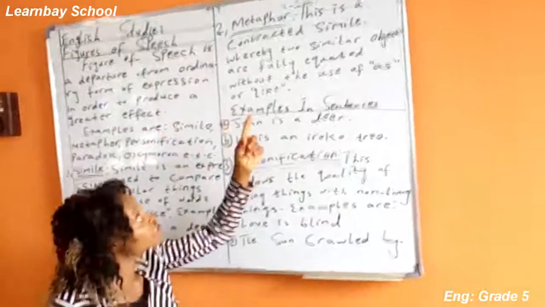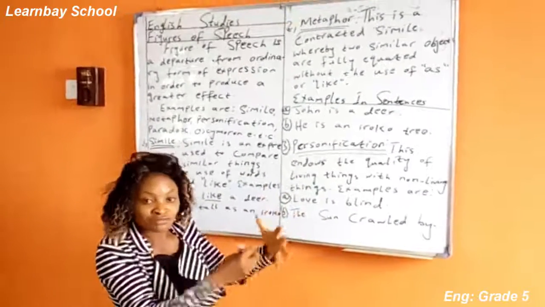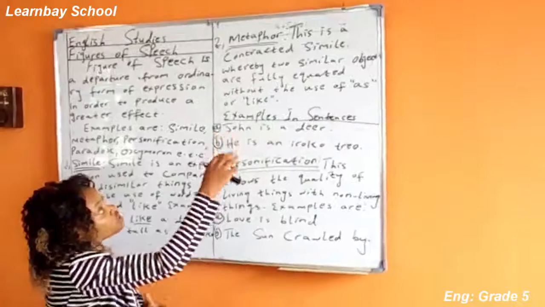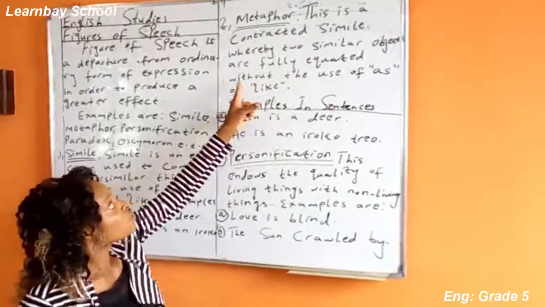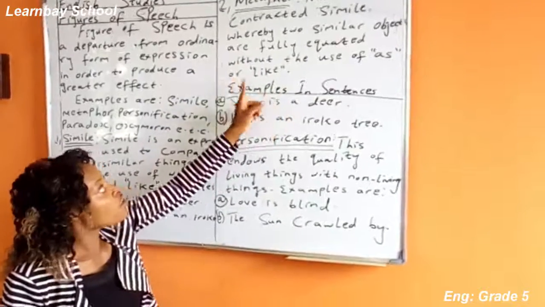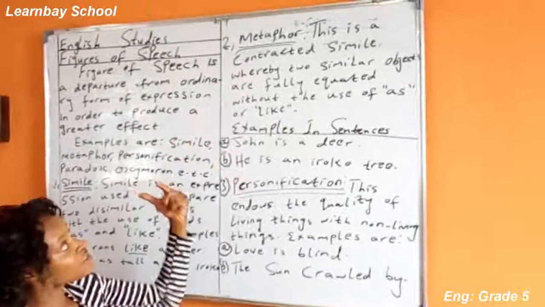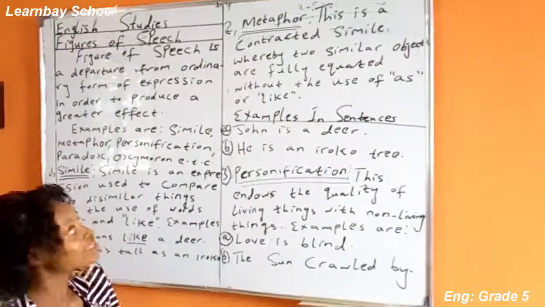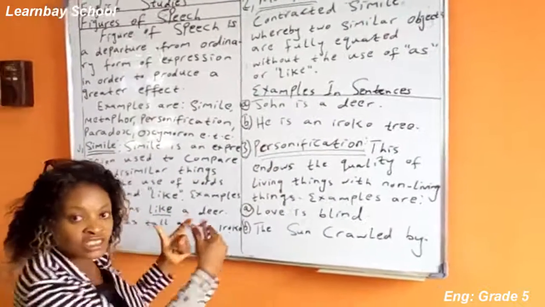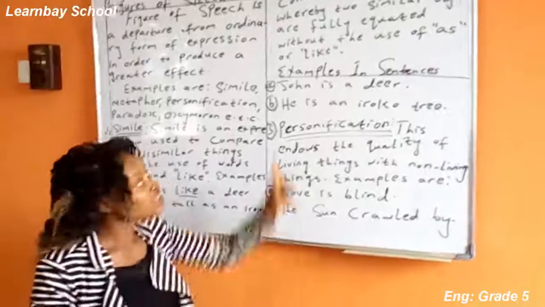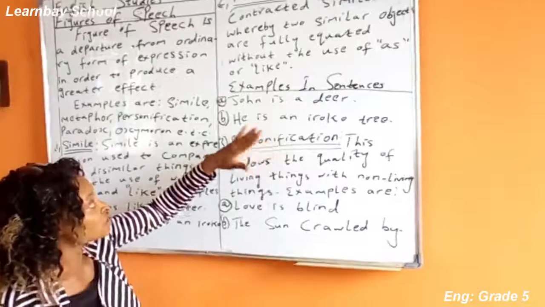Can you pronounce the word metaphor? Metaphor is a contracted simile, whereby two similar objects are fully equated without the use of "as" or "like". Remember what we did in simile, we used "as" or "like". Here you don't use the words "as" or "like". Now let's look at them in sentences.